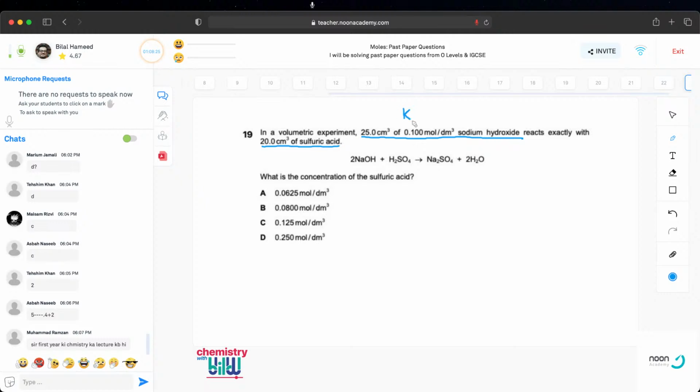So this is the known and the concentration is the unknown. Anybody having an answer for me? Step 1, NaOH 0.1 into 25 over 1000. That comes out to 2.5 times 10 power minus 3.